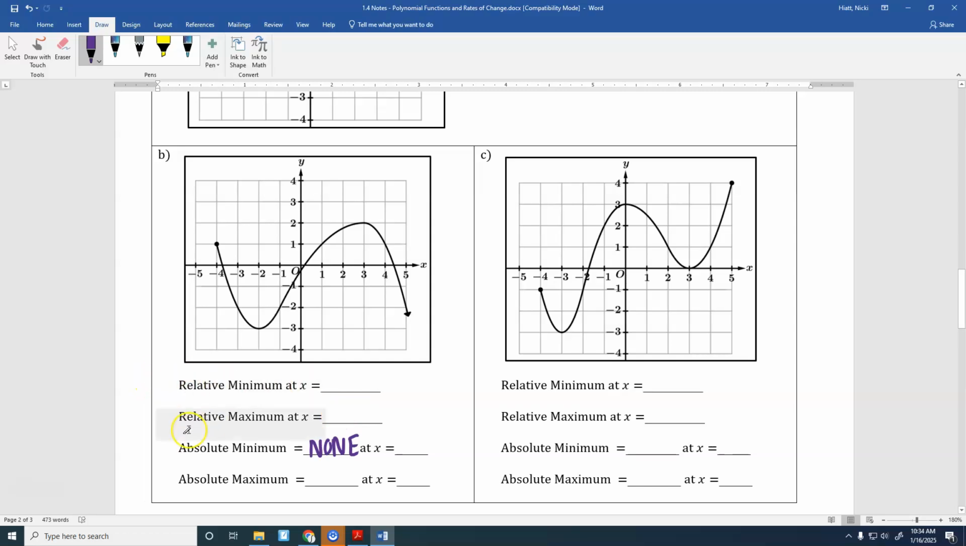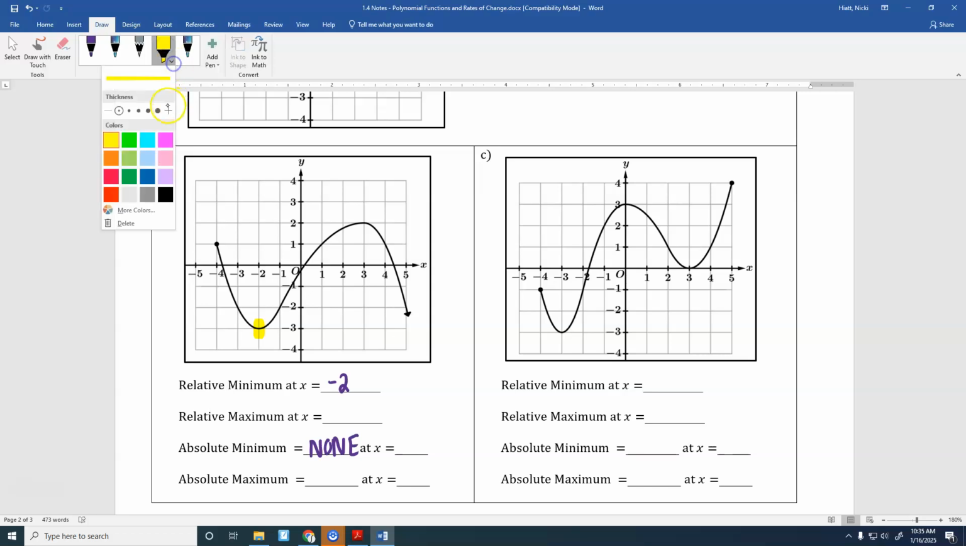I'm looking for relative minimums, relative maximums. Let's look for minimums first. Minimums are going to be places where you switch from decreasing to increasing. It's lower than the points around it. That's going to happen right here at this point, which is going to be at x equals -2. Okay? Relative maximums are higher than the points around it.